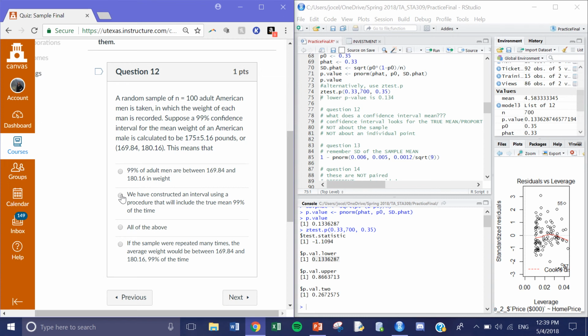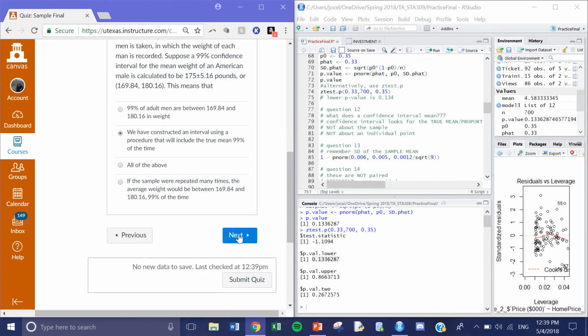B is the best answer because it says we have constructed an interval using a procedure that will include the true mean 99% of the time. D is also not right because it says if the sample were repeated many times, the average weight would be between 169.84 and 180.16. This is talking about a sample, not about the true population mean. So that's why B is the best answer.